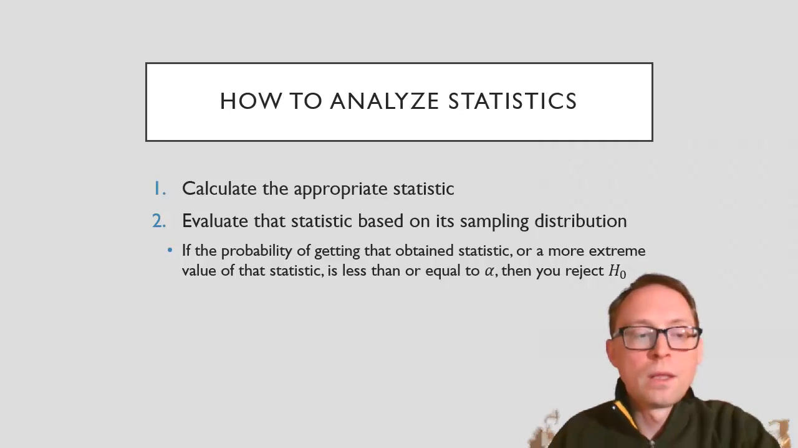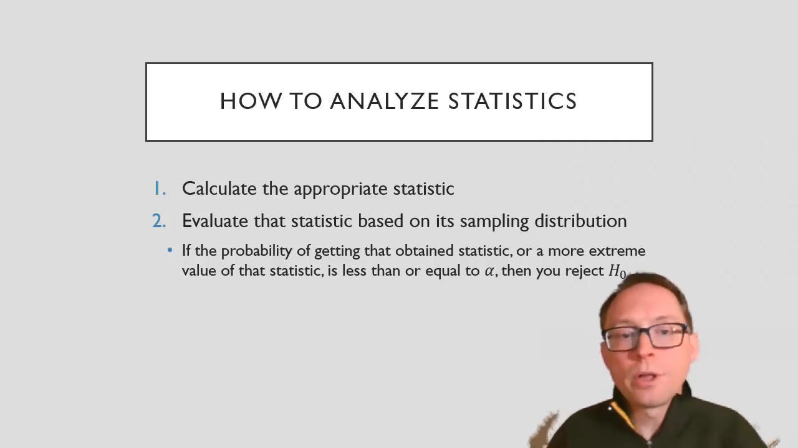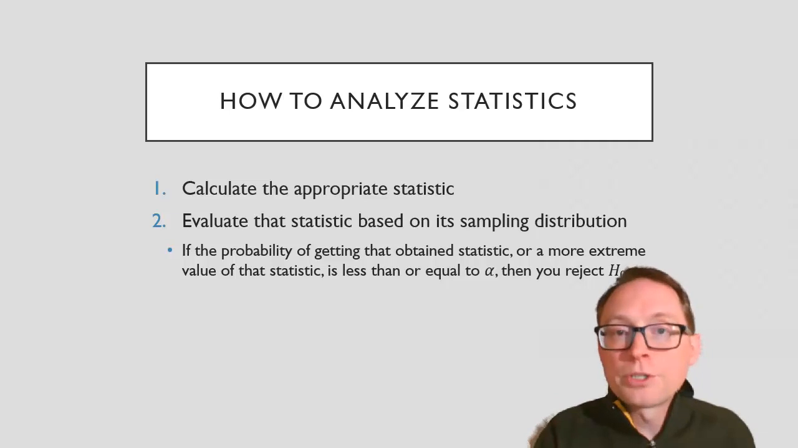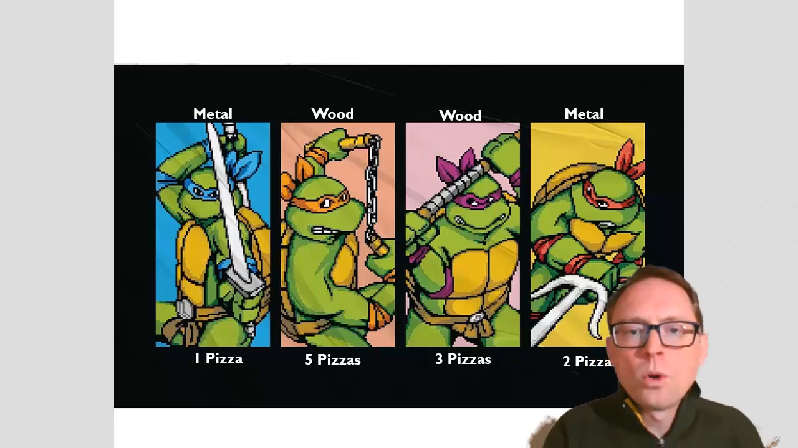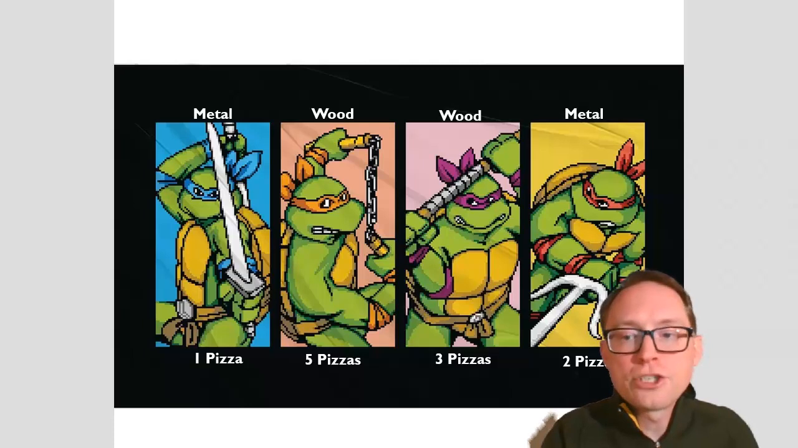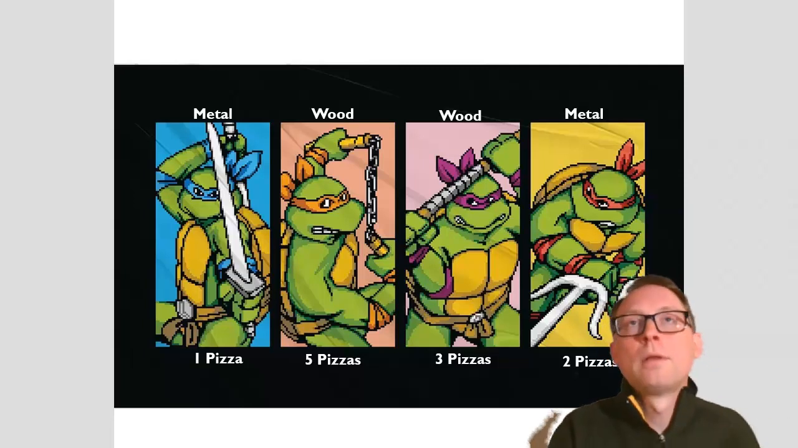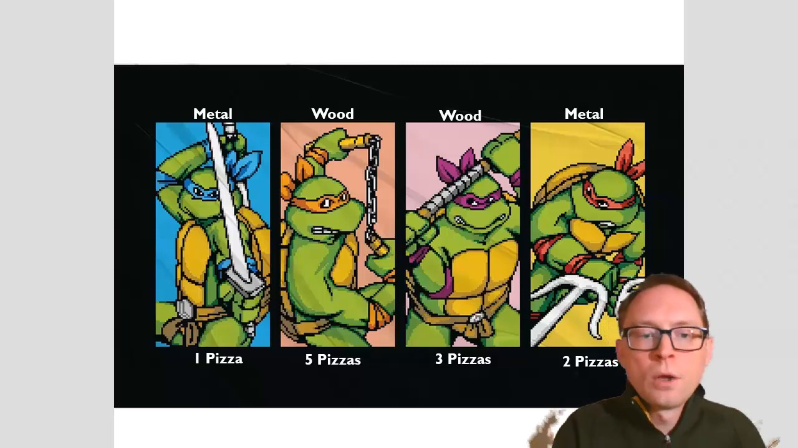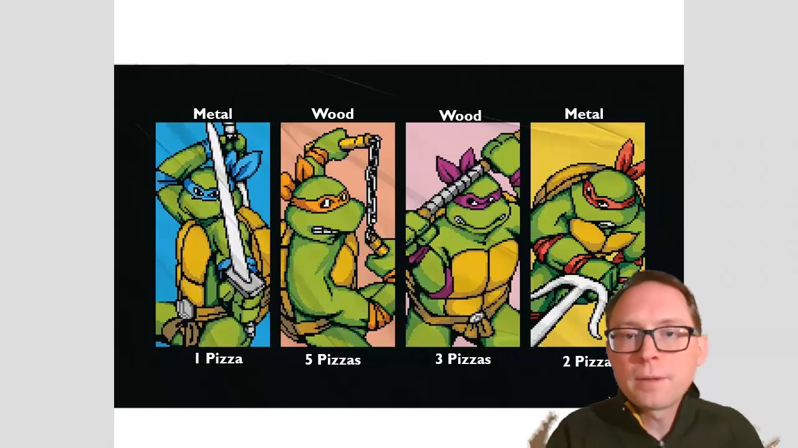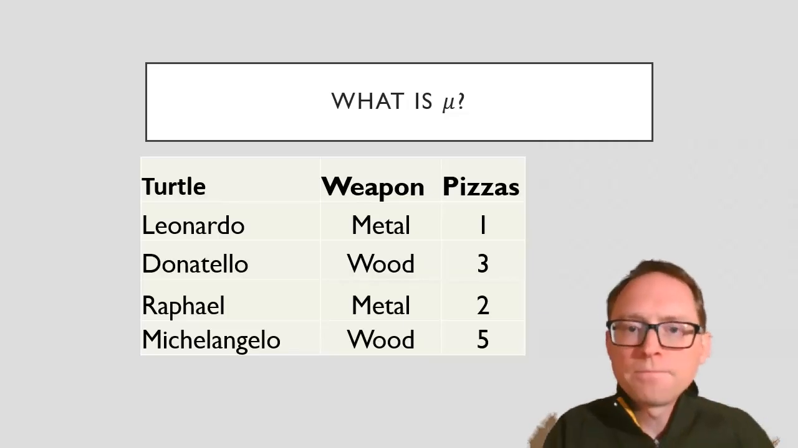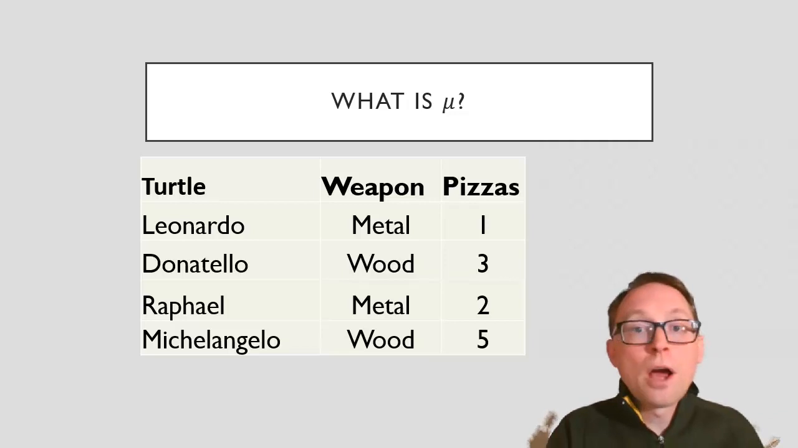Now, you notice that we did a binomial that first time, but do you remember how the binomial is only for categorical data that has 2 possible values and they're mutually exclusive? Well, remember I also gave you some other data: the number of pizzas that each turtle normally eats. Would we use a binomial for that? No, because binomial is only for categorical data that has 2 options that are mutually exclusive. 1 pizza versus 5 pizzas, that is continuous data, so we can't use a binomial for it. Well, it turns out that there are other statistics besides binomials.